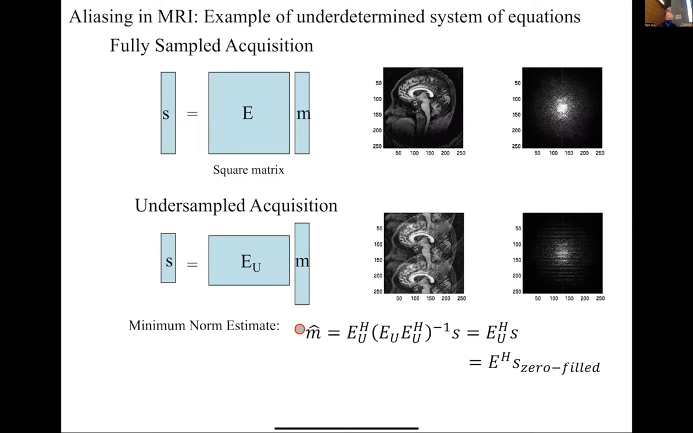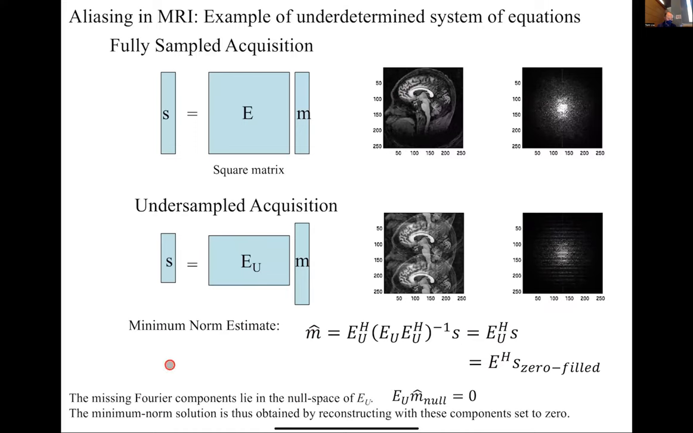It turns out that the estimate that you get is what's called the minimum norm estimate, where M hat is given by this expression here, which is the same as if you took this full matrix and multiplied it by something where you filled in zeros everywhere that you didn't have data, which is exactly what you did in your homework. So the best solution you can come up with, the minimum norm solution, is that where anywhere you don't have data, you just assume the data is zero. You could assume something else, but the minimum norm solution is the one where you just assume it's zero.